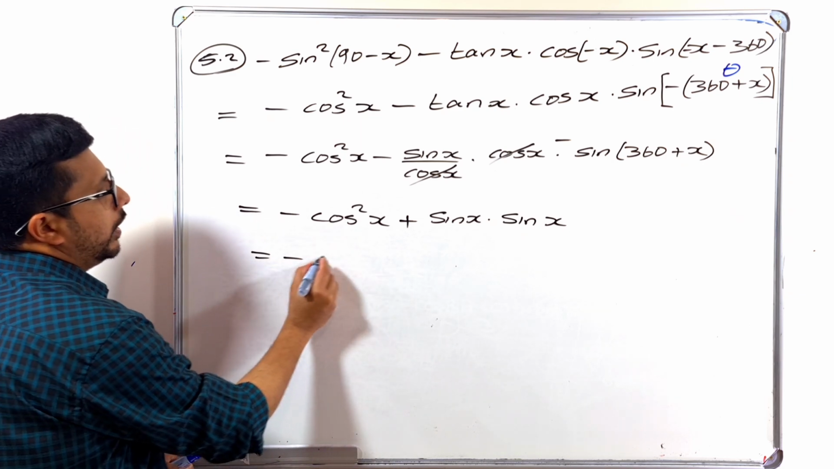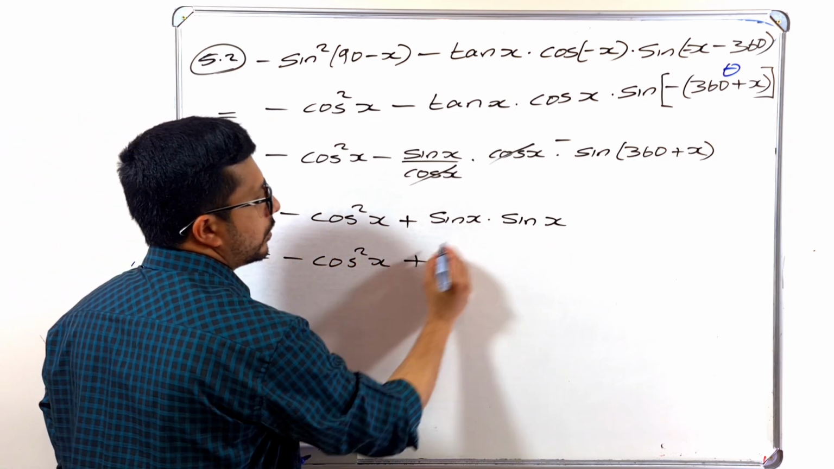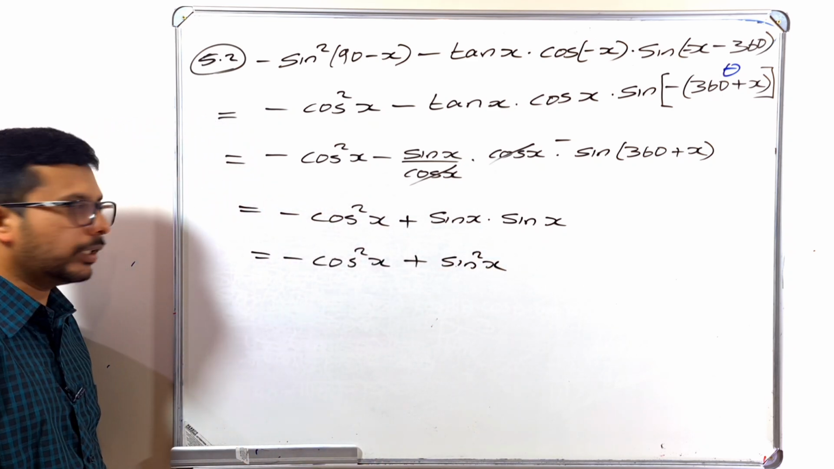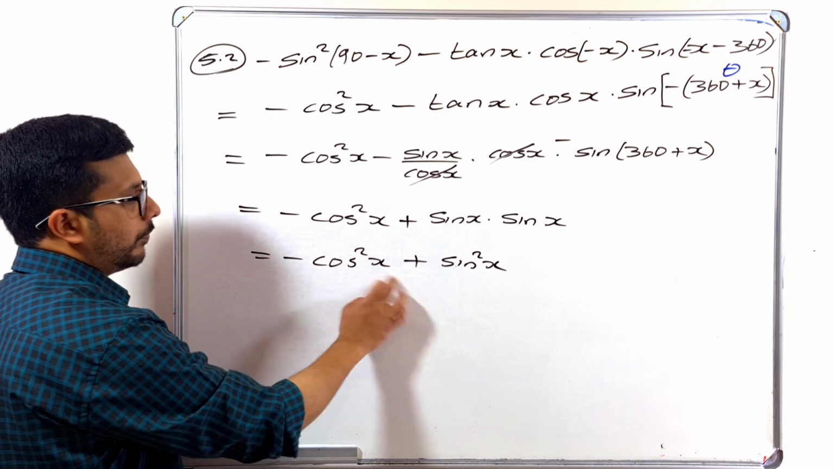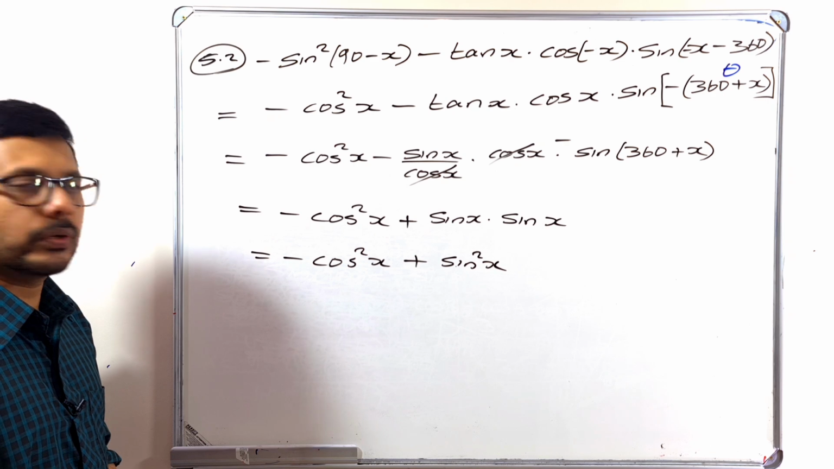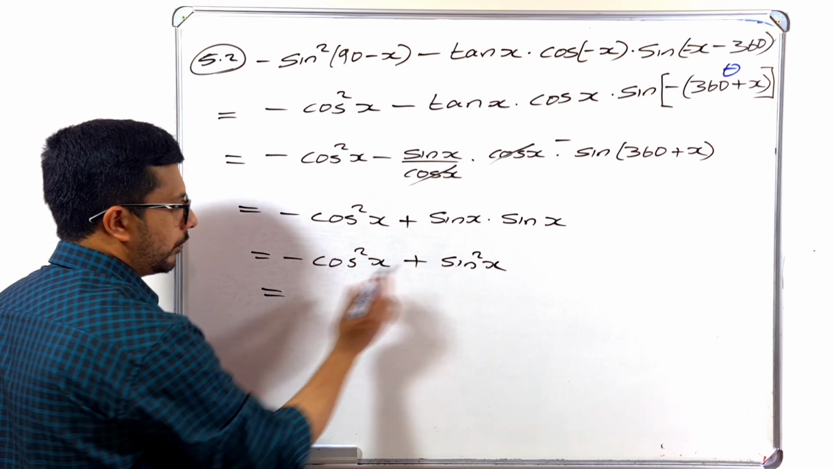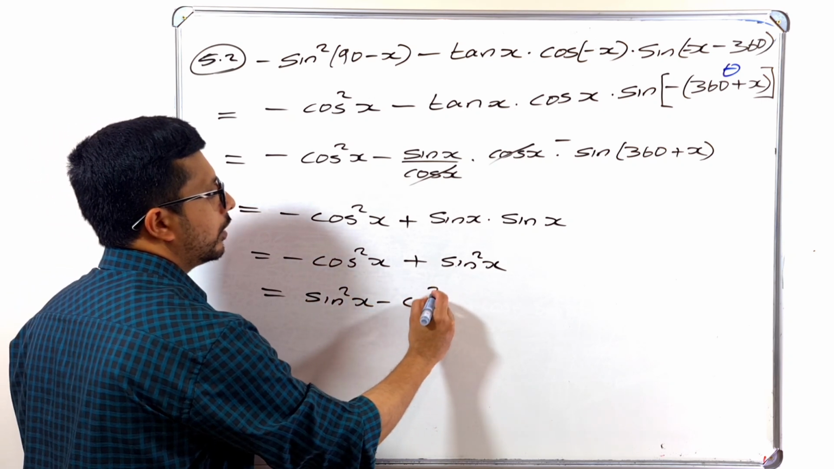Minus cos squared x plus sin x into sin x is sin square x. Okay, now how do you see this one somewhere? Minus cos squared x plus sin square x. Or let me write just to avoid confusion, let me write this one first. Okay, sin square x minus cos square x.